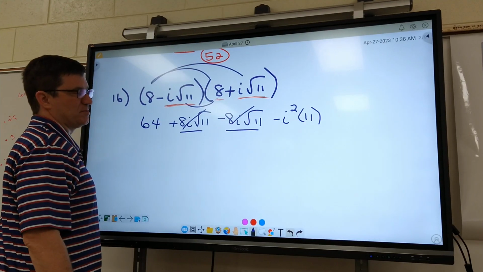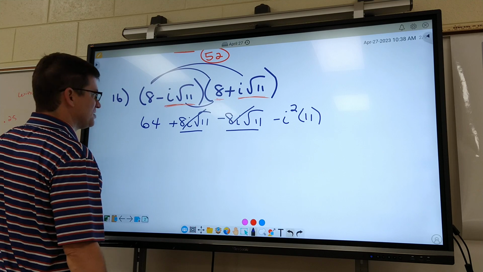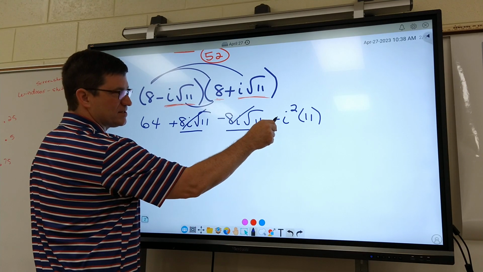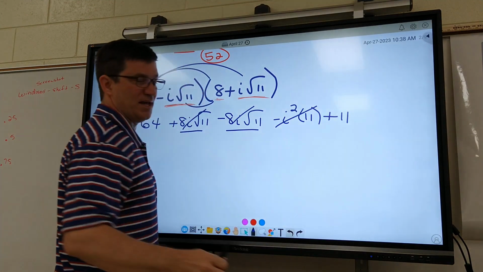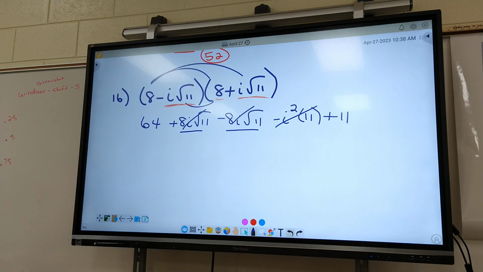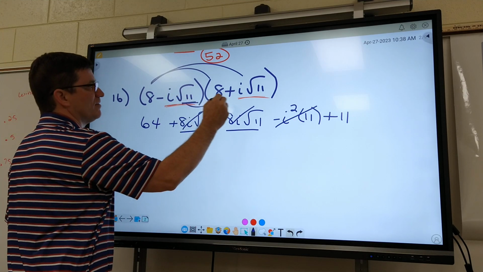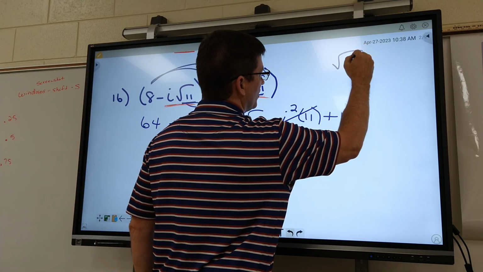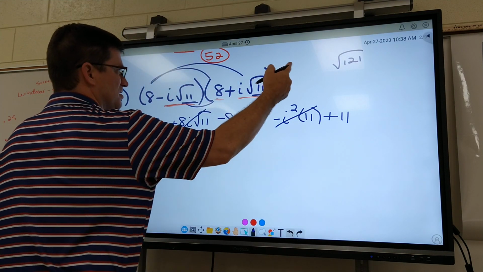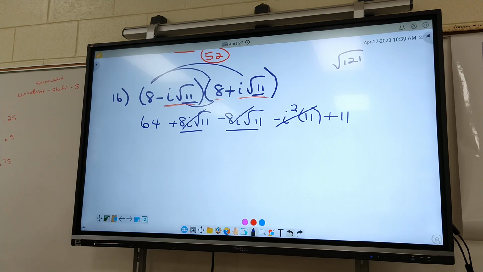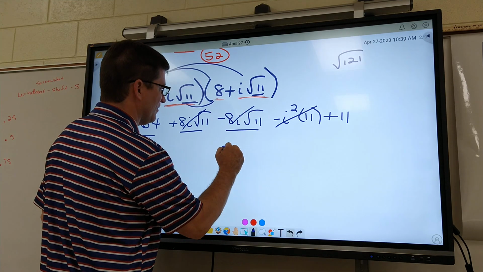This is where they have trouble sometimes. What is i squared? Negative 1. It's on the board, it's negative 1. So that's really like negative 1 times another negative 1. So that's positive 11 down there because a negative times a negative is a positive, right? All right, here's how I got 11. Root 11 times root 11 is root 121, right? Look on the board, Matthew. Root 121 is just 11. Yep. So now, final answer, 64 plus 11 is 75.